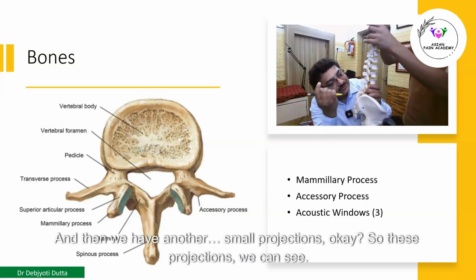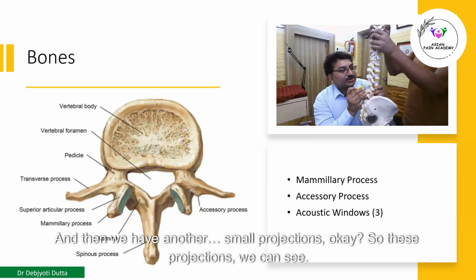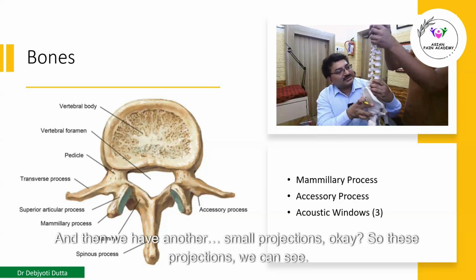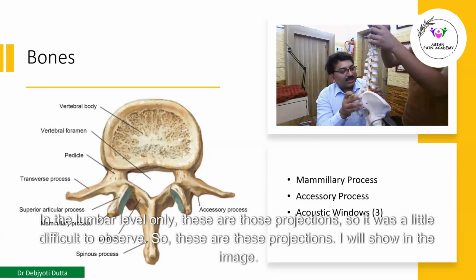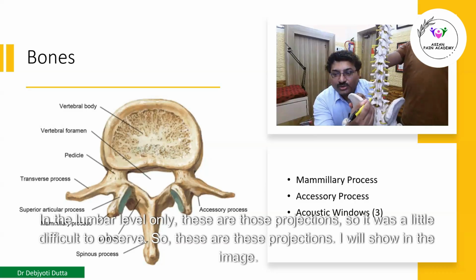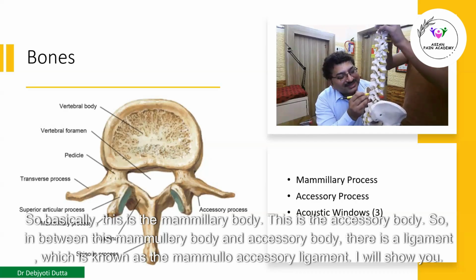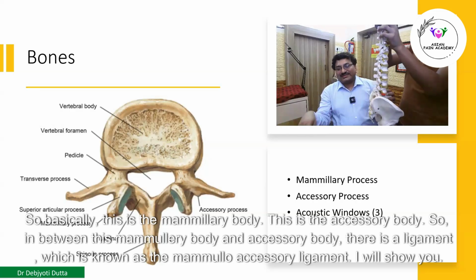And then we have other small projections. These projections we can see in the lumbar level only. It is a little difficult to observe, so I will show them in the image. Basically this is the mammillary body. This is the accessory body. In between this mammillary body and accessory body, there is a ligament which is known as the mammillo-accessory ligament.